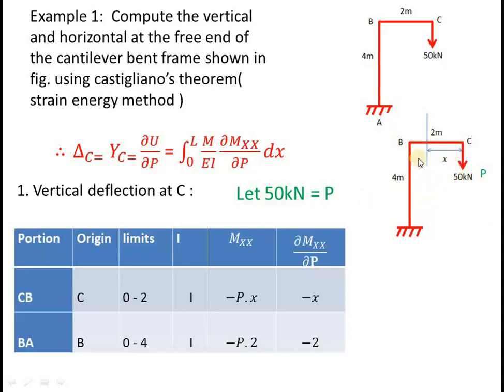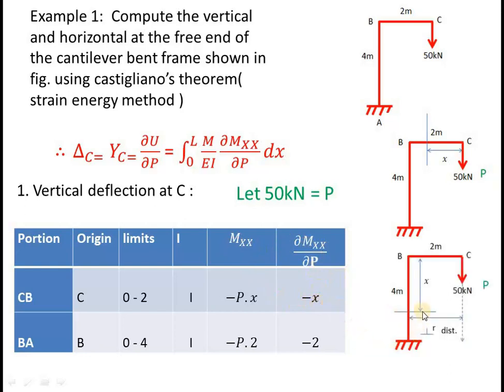Then see here, first we take the section in the CB portion. The portion is CB, origin is C, and its limits will be 0 to 2, because x equals 0 is at C and x equals 2 is at B. EI is constant, and this is causing a clockwise moment, so it is minus 50 into x, that is minus P into x, because we have called 50 as P. Then the partial derivative of the bending moment with respect to P will be minus x.